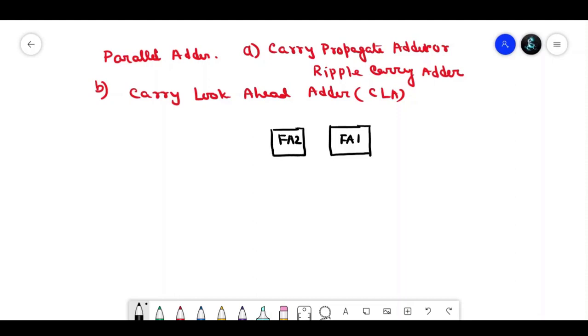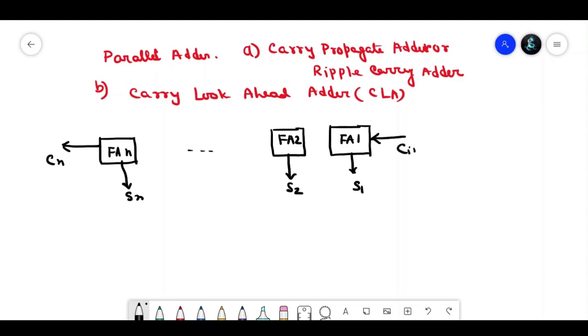Full adder 2. Like this we can say that the last one is full adder n, the nth full adder. So first this is S1. This I will get S2. Similarly here I will get Sn and the output will be carry out, that is Cn. In case of the first full adder there will be input Cin. Similarly this is the output C1. Similarly here we will get C2, like this.